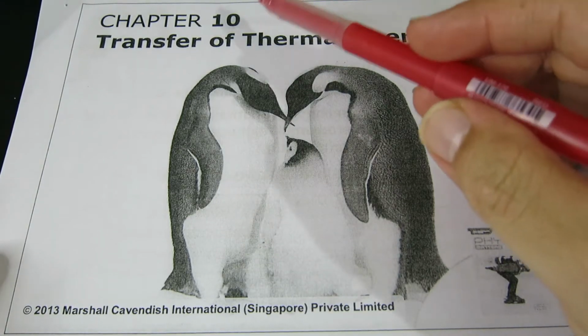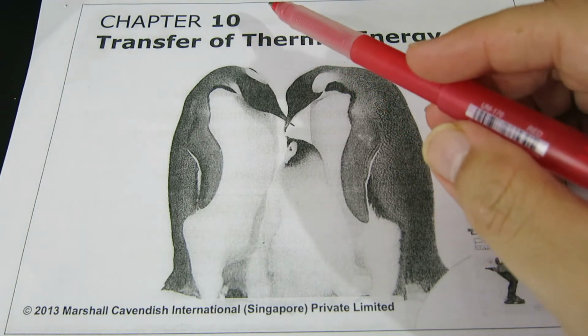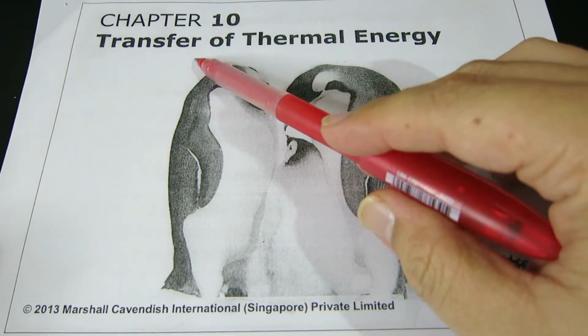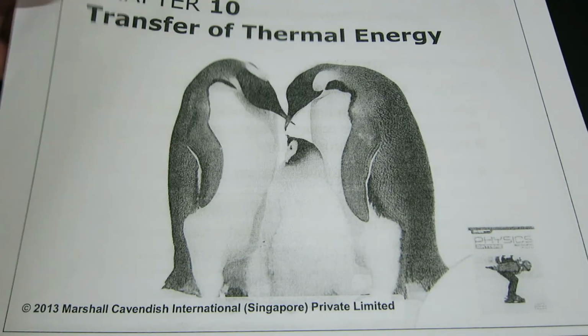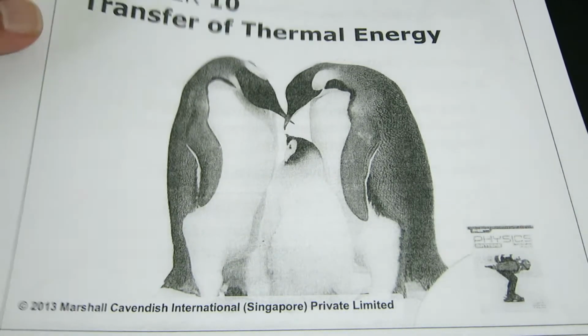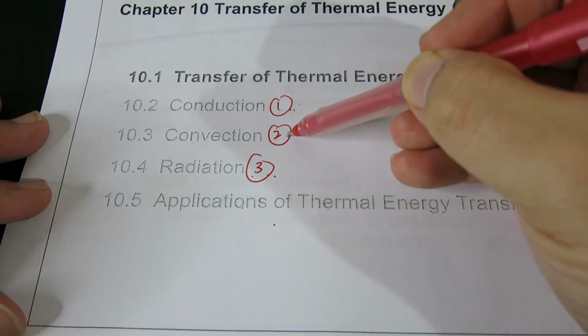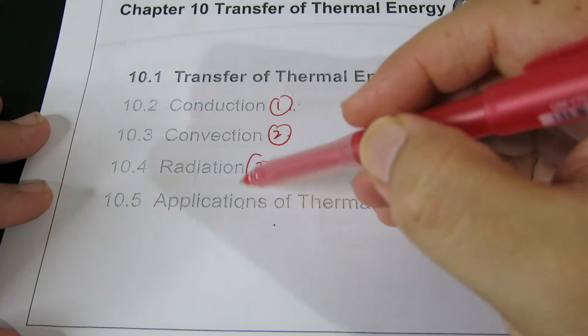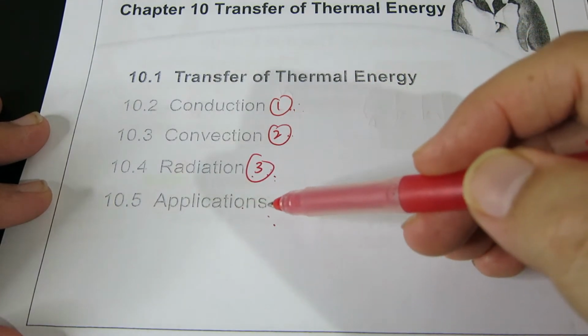Hi guys, today we're discussing chapter 10 or chapter 9 depending on the stream you are in, and the chapter is on the transfer of thermal energy. In this chapter we'll be discussing the three modes in which thermal energy can be transferred, and they are conduction, convection and radiation.